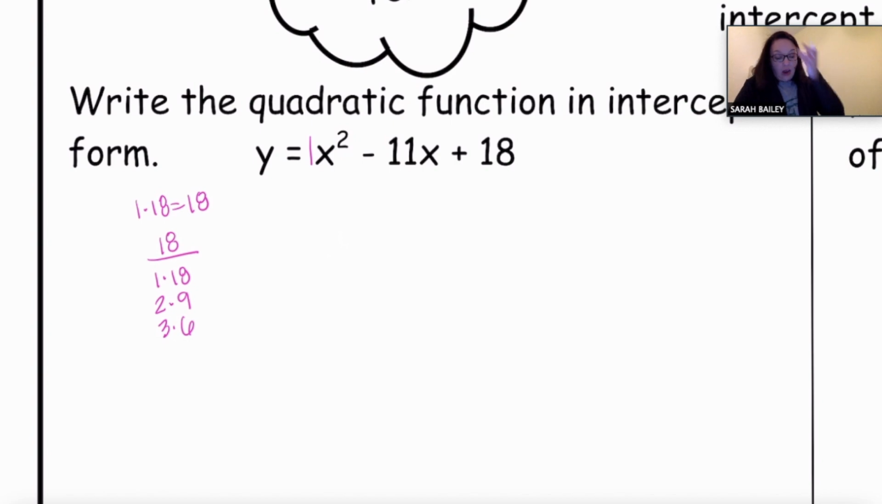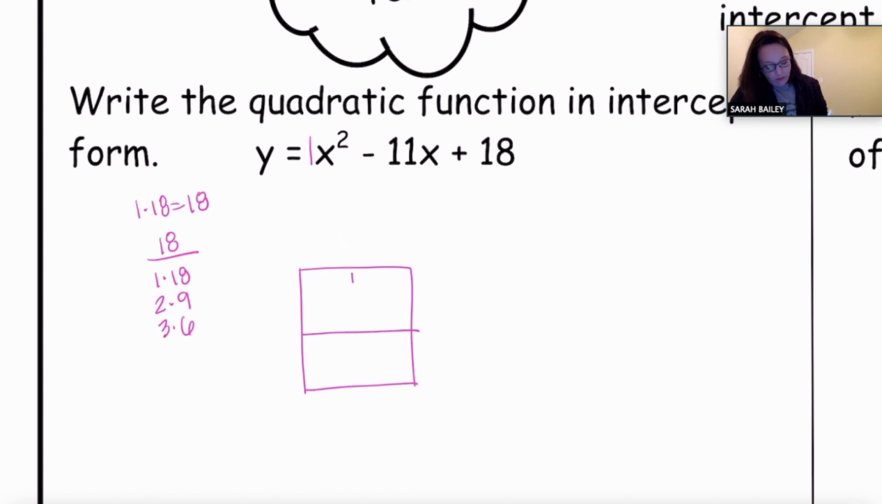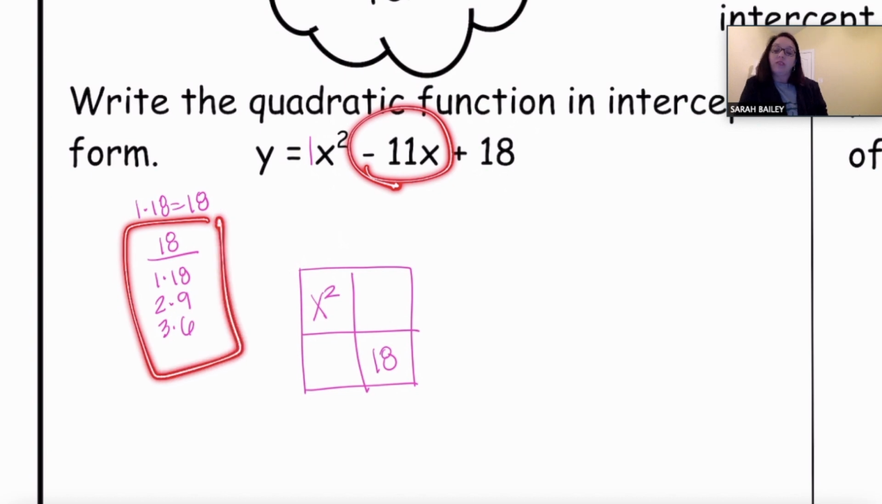All right, and then I'm going to go ahead and make that box that we used when we're multiplying binomials. But now we know that inside of this box, this section is going to have this value, which is x squared. And this one is going to have this value, which is positive 18. And then my two empty squares have to add up to negative 11x. So I'm going to look over here for factors of 18 that would add up to negative 11.